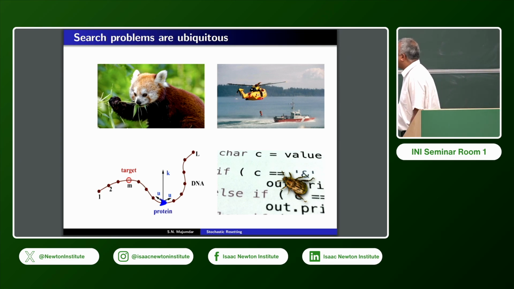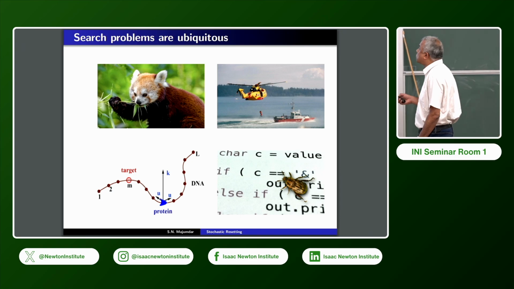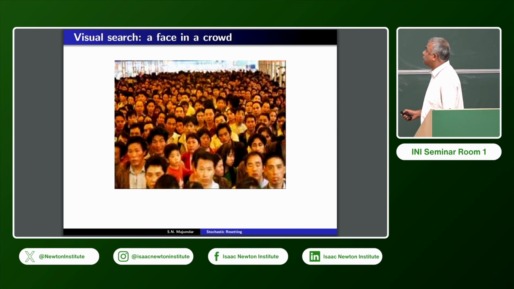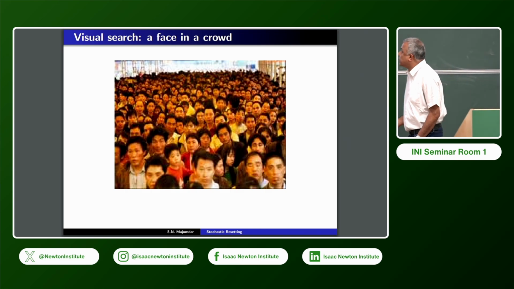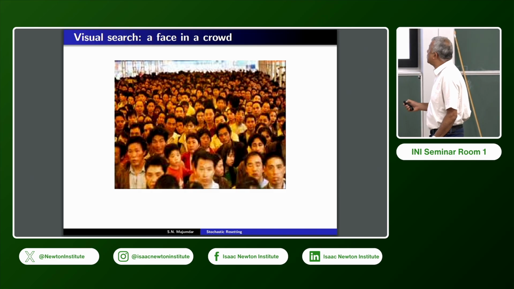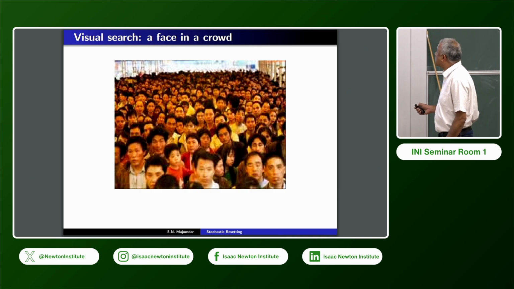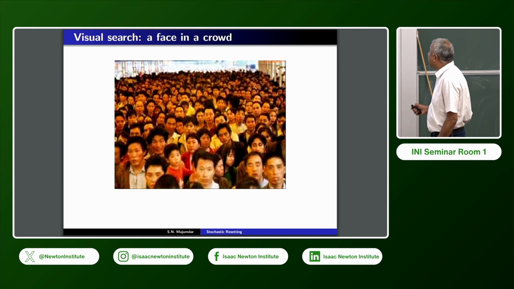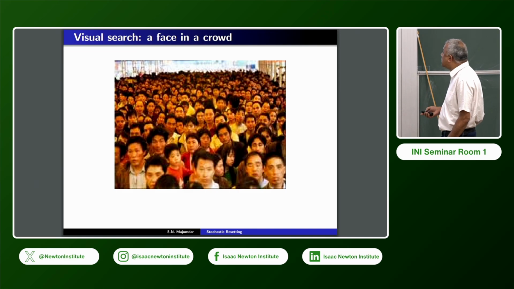Okay? And in fact, this also happens in visual search. So imagine that you are looking for the face of a friend in a big crowd like this. So how do our eyes search for the face? It doesn't scan from one end to the other. What it does is start from some random point here. It searches locally, just does diffusion, and then it comes back, and then it restarts on a random trajectory again. And it typically does this.